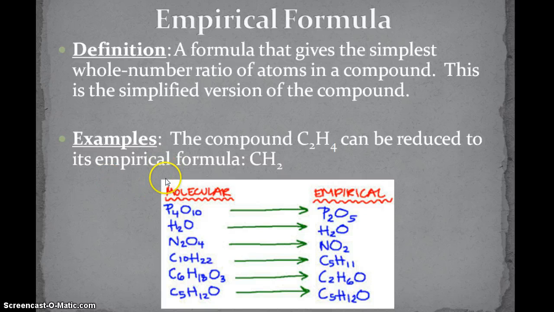In this chart right here, we have all the molecular formulas, which again, these are the full, entire, large formula. And then we have the simplified empirical formulas over here. You'll notice that in the second example, for H2O, they are the same in both columns. That is actually okay. If you cannot reduce a compound anymore, then the molecular formula and the empirical formula are the same.